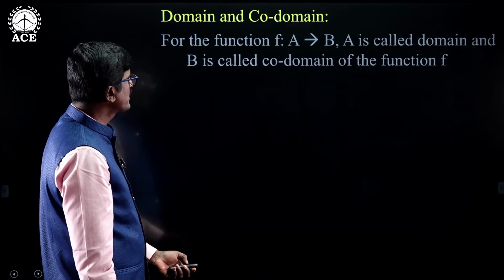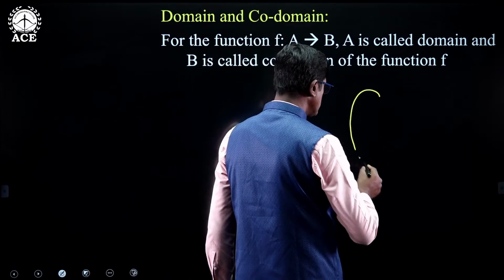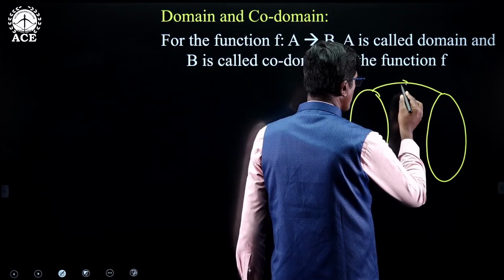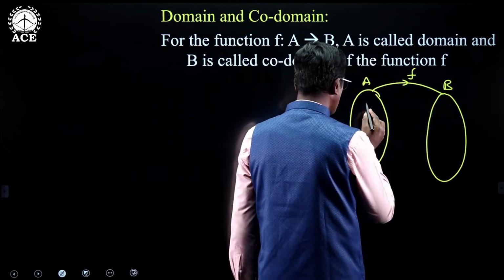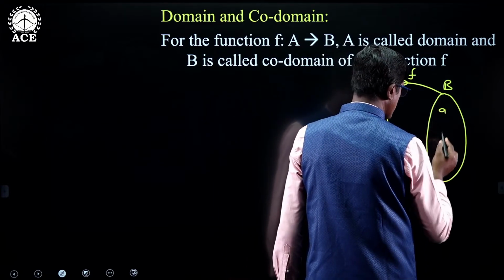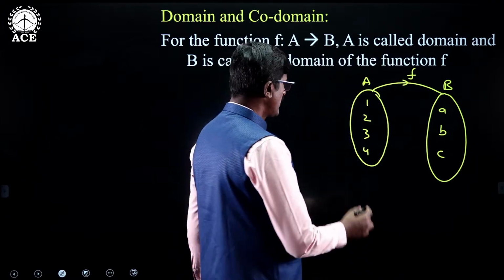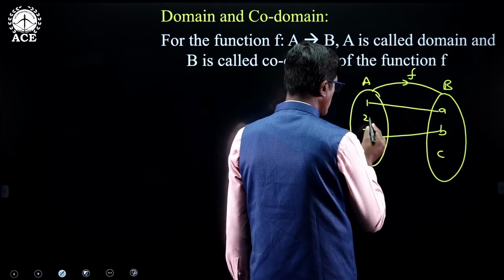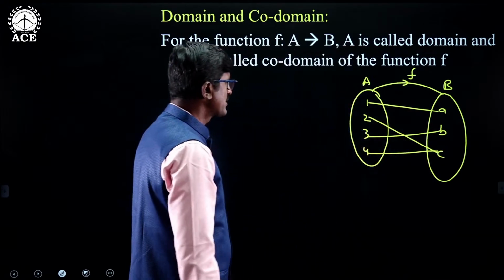Then we see what is the domain, codomain and range. Let me explain this with a simple example. F is the mapping from A to B. I am taking some elements in set A: 1, 2, 3, 4, and some elements in set B: A, B, C. Now 1 is mapped to A, 3 is mapped to B, 2 is mapped to C, and 4 is mapped to C.